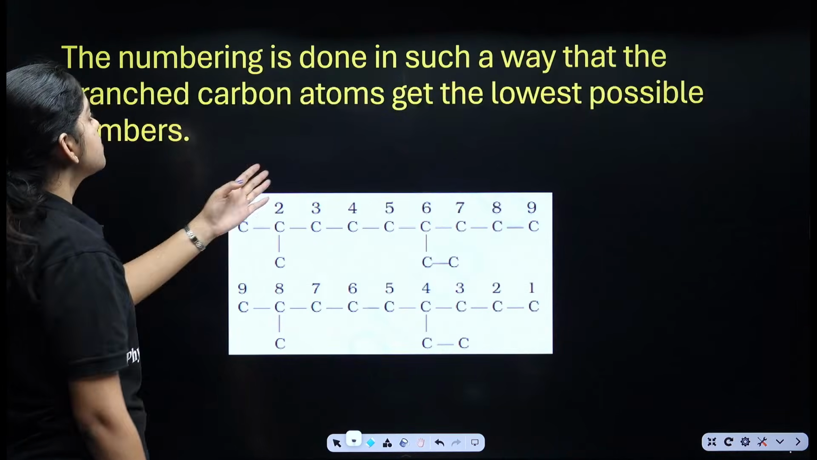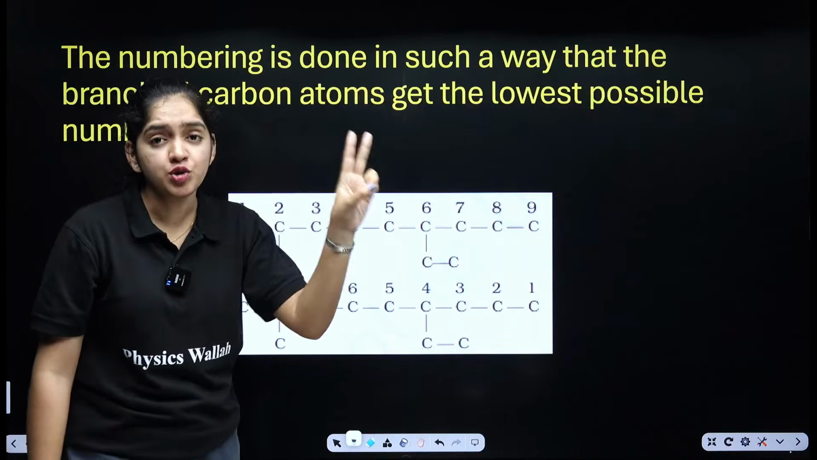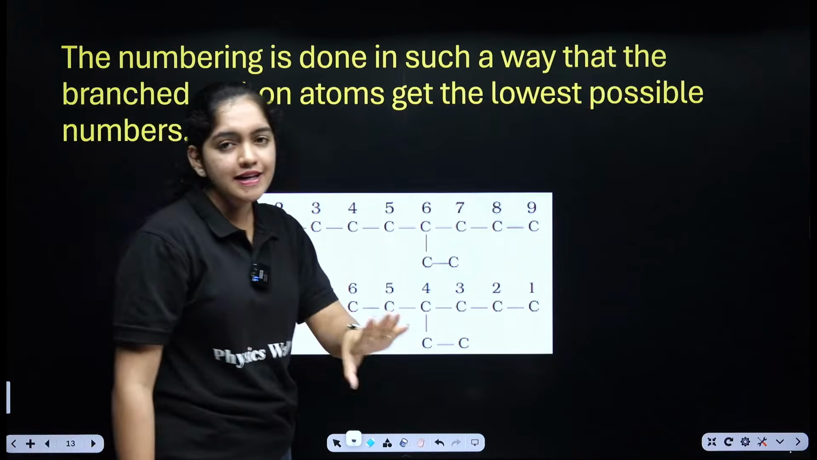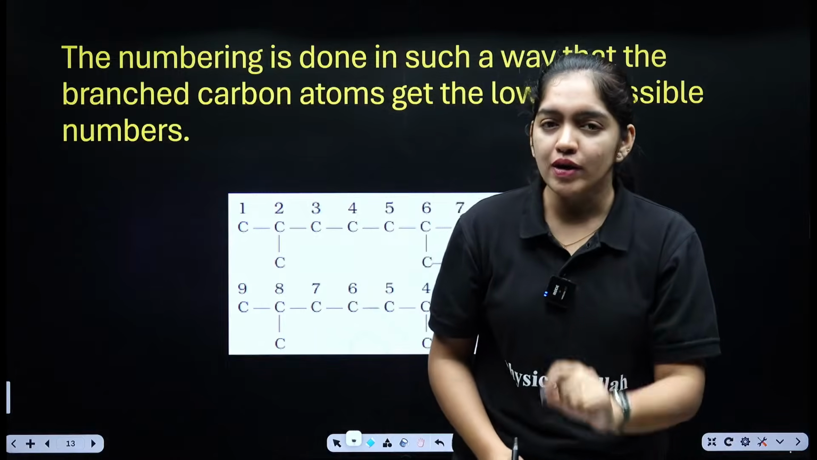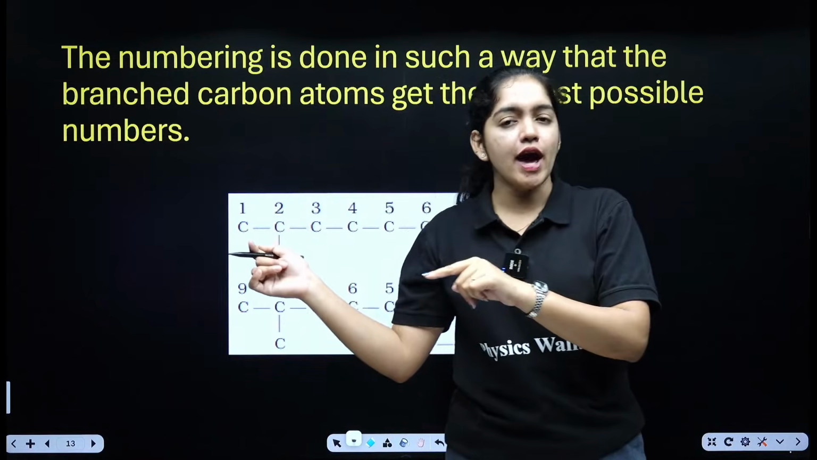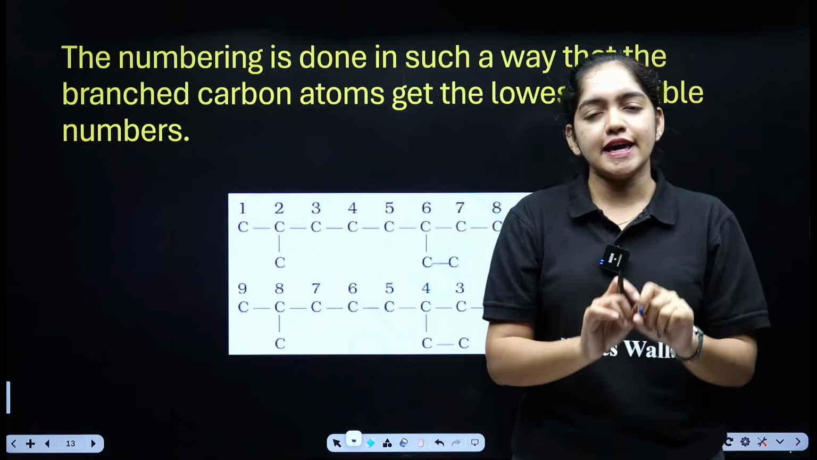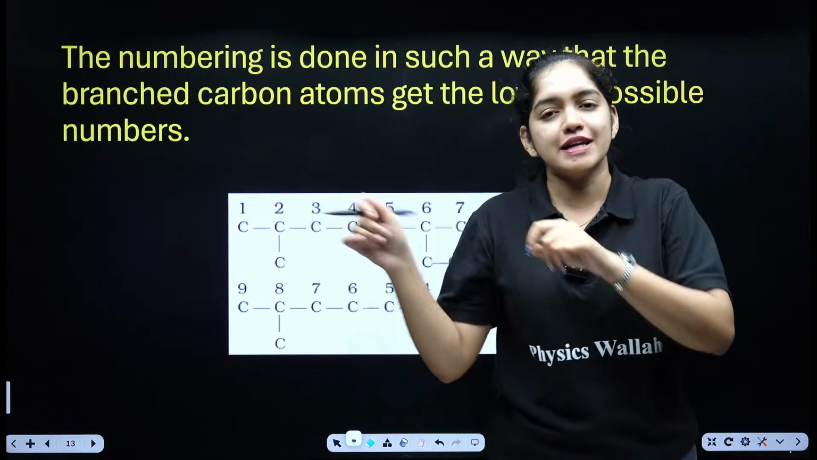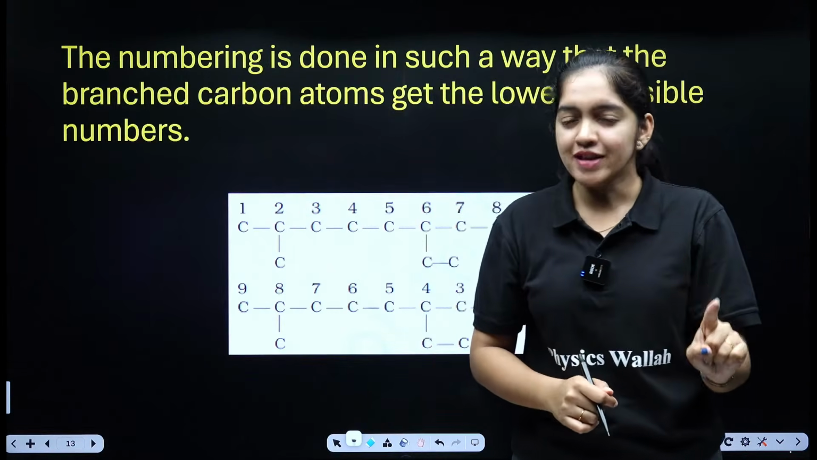Then the next one: the numbering is done in such a way, the second rule, which is a very important rule. The first rule is to identify the longest chain. We should count the number of carbon atoms in that structure and take the longest chain, not the smallest one. So the first rule is over. Then we are going to the second rule.